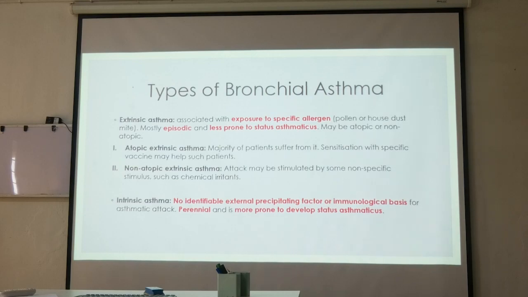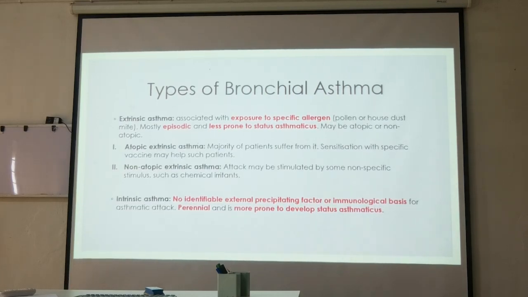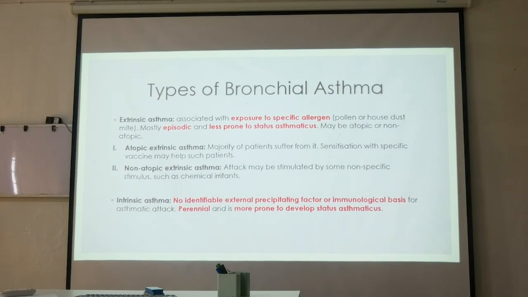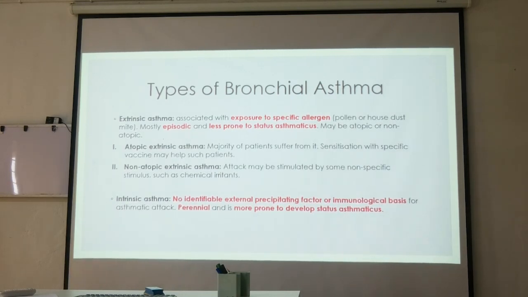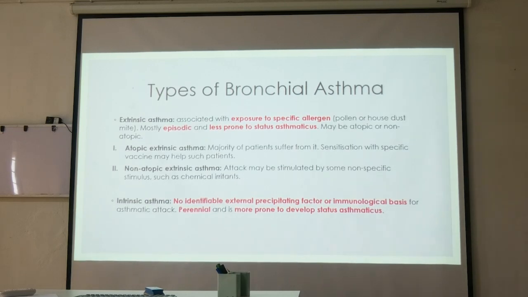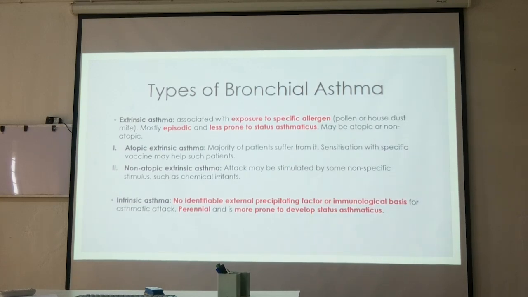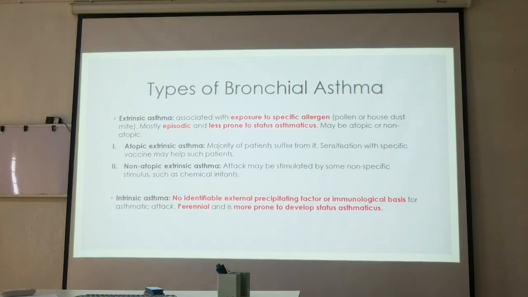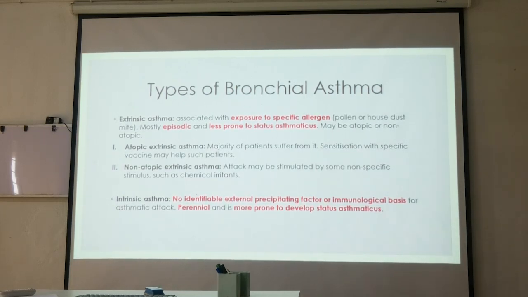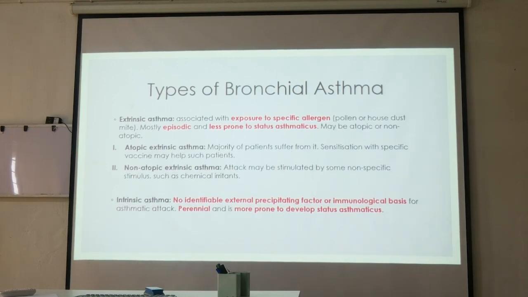In extrinsic asthma, the asthmatic attack is episodic. When there is exposure to allergen or the precipitating factor, then only the bronchoconstriction ensues. So it is episodic, while the intrinsic asthma is perennial, that is round the year. Why? Because there is no precipitating factor for it. The extrinsic asthma patients are less prone to status asthmaticus. What is status asthmaticus? It is a severe life-threatening attack of bronchial asthma. We will come to it later on. Now, intrinsic asthma patients are more prone to develop status asthmaticus.